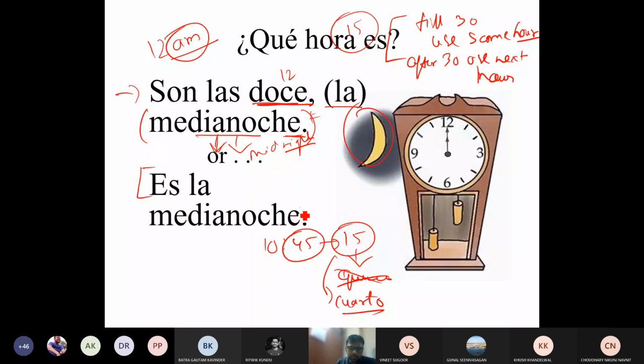You simply say es la medianoche. It is midnight. Here we are using the plural, and here we are just using singular. So es la medianoche, and we are using the article la here, which is compulsory. So these are the two ways. There is going to be a third also, which I will show you later.